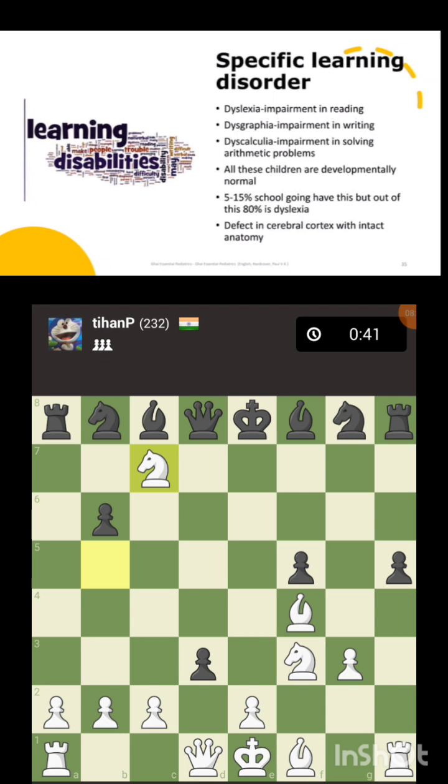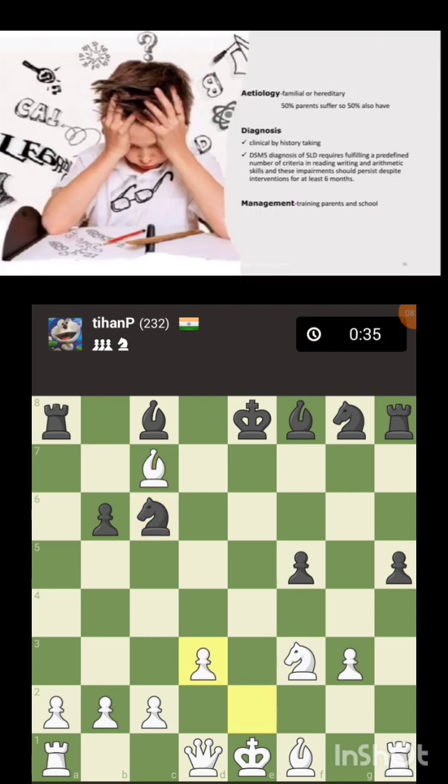The defect is in the cerebral cortex, but the anatomy is normal, so it's very hard to diagnose. Etiology may be familial or hereditary. 50% of patients suffer, so 50% also have parents suffering.